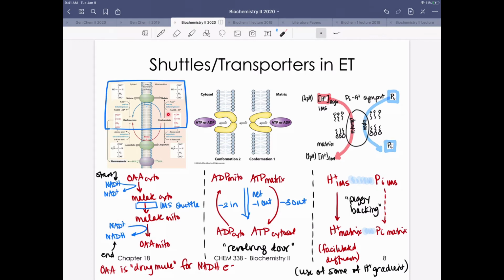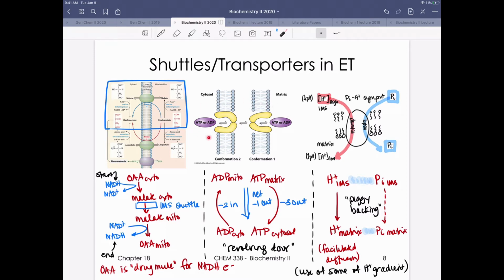And so the net equivalent is NADH that's produced in the mitochondria, but it is not the same NADH that started on the cytosolic side. So again, oxaloacetate, we could say, is the drug mule for the electrons that are found in NADH. So that's how we handle getting NADH inside.